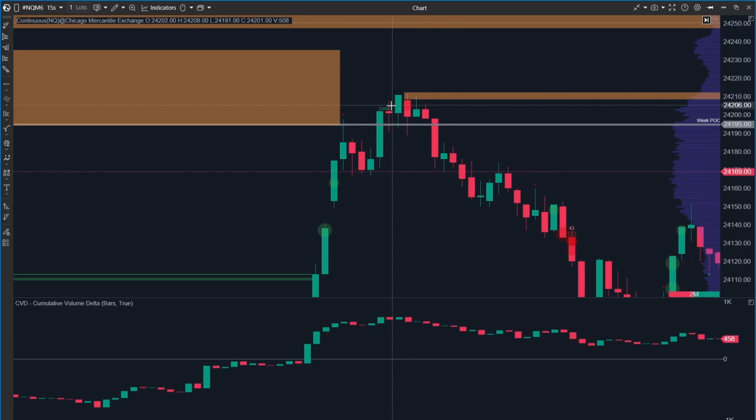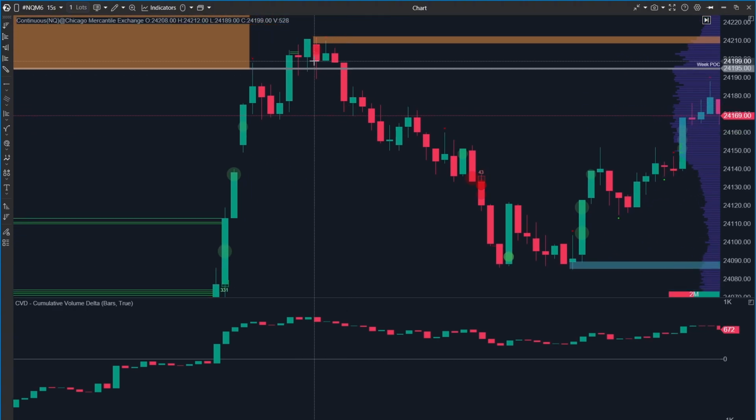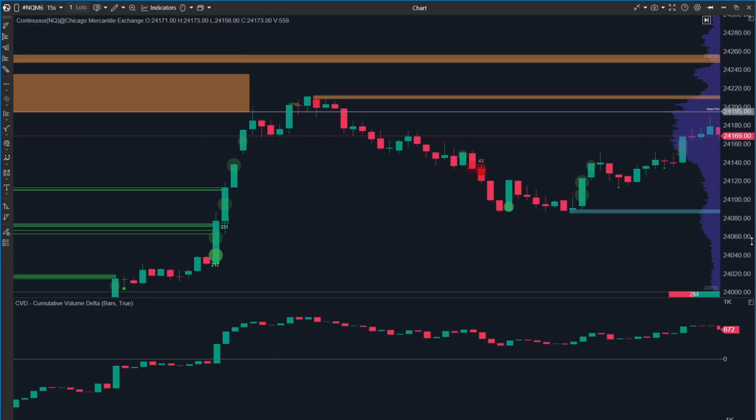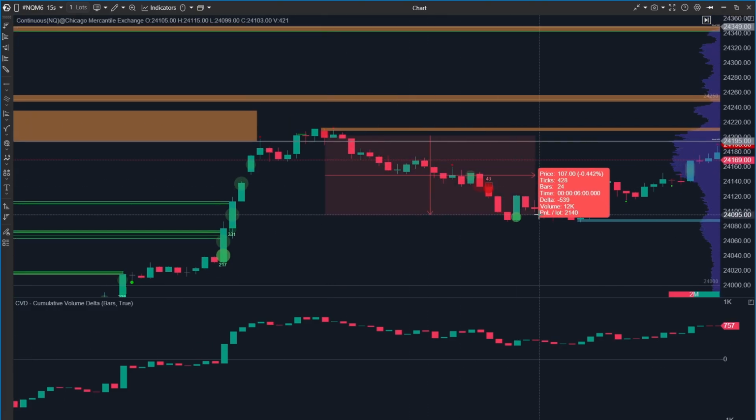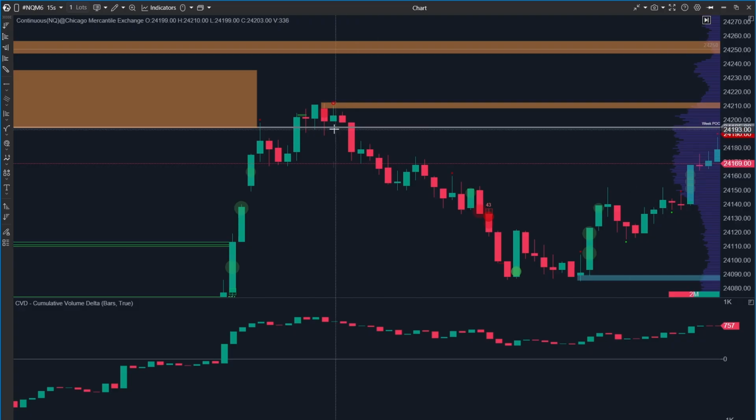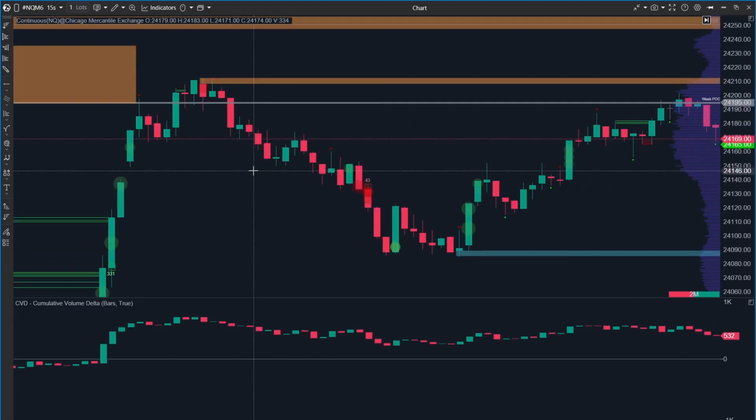And we do get some absorption, you know, not the strongest absorption I've ever seen, but there is absorption here at this level. There is aggressive selling at this level. And I would not go short here because we're in a really strong pump. But as you can see, price did pull back here. So the delta started to change. And you just need to be careful about entering longs really high up in the price.